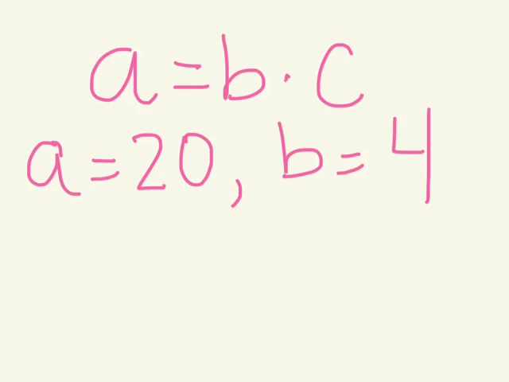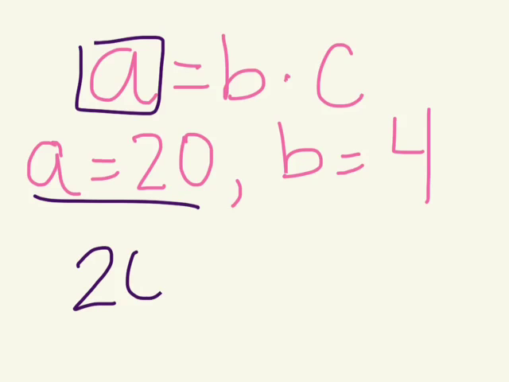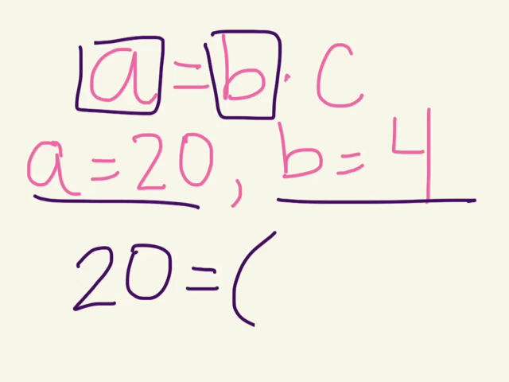Now we're going to substitute the values that we have. So we no longer need to have the A there because we know that A is equal to 20. So in place of the A, I'm going to put 20. I no longer need this B here because I know that B equals 4. So in place of the B, I'm going to put a 4. And I do not know what C is equal to, so I'm going to keep that C right there. 20 equals 4 times C.